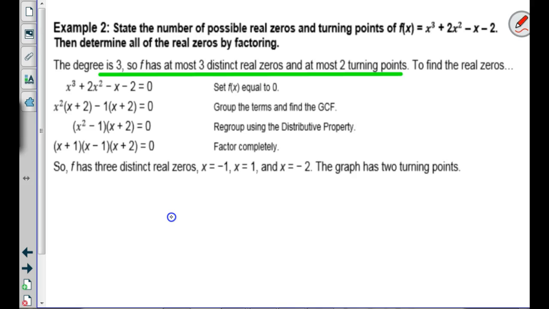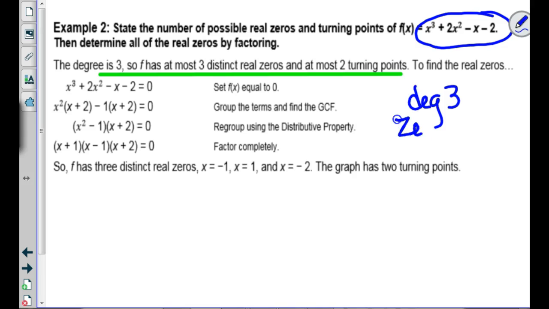All right, so looking at this funky equation here, it says state the possible number of real zeros and the maximum possible turning points. So what's the degree, guys? Degree 3. So the number of zeros is at most what? There's a max of 3. And turning points would have a max of 2.